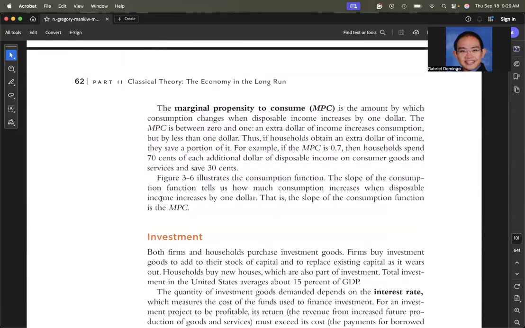The marginal propensity to consume is the amount by which consumption changes when disposable income increases by $1. The MPC is between 0 and 1. An extra dollar of income increases consumption, but by less than $1. Thus, if households obtain an extra dollar of income, they save a portion of it. For instance, if the MPC is 0.7, then households spend 70 cents of each additional dollar of disposable income on consumer goods and services and save 30 cents.